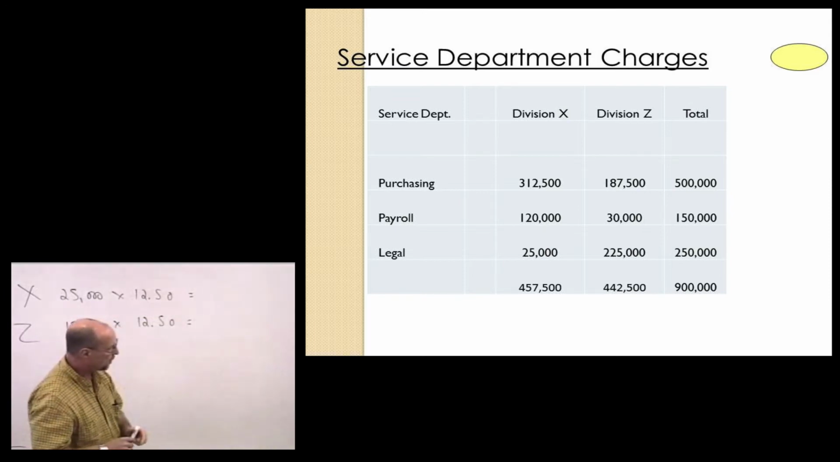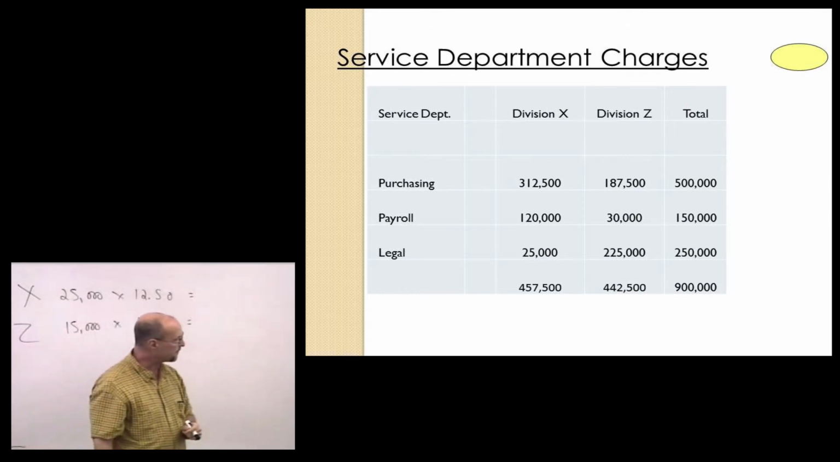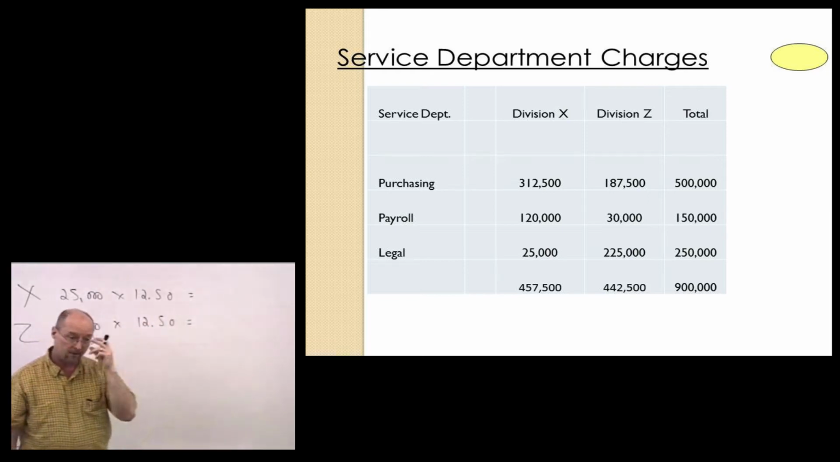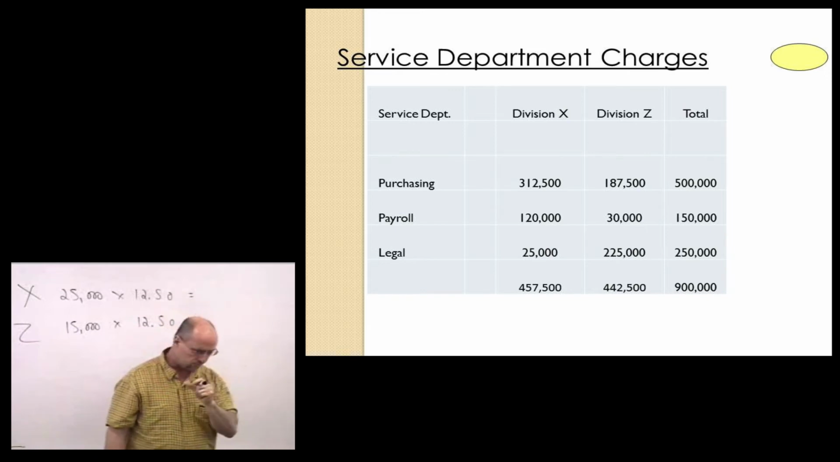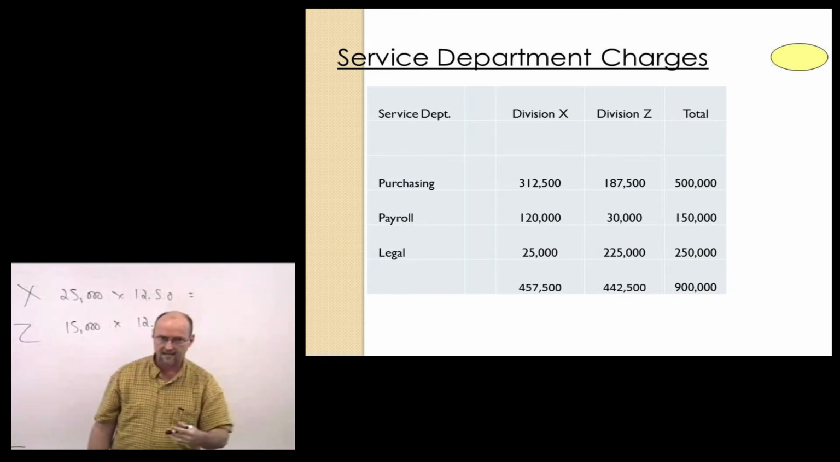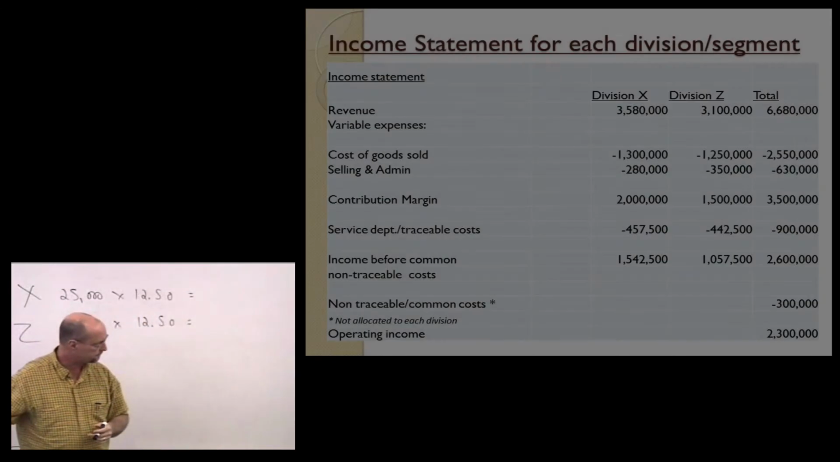Total service department charges of 900,000. Division X, you add up the three numbers, comes to 457.5. For Z, add up the three numbers, comes to 442.5. Okay. Now remember, if this didn't make complete sense to you, hit pause, rewind, look it over again, think about it before you move on.